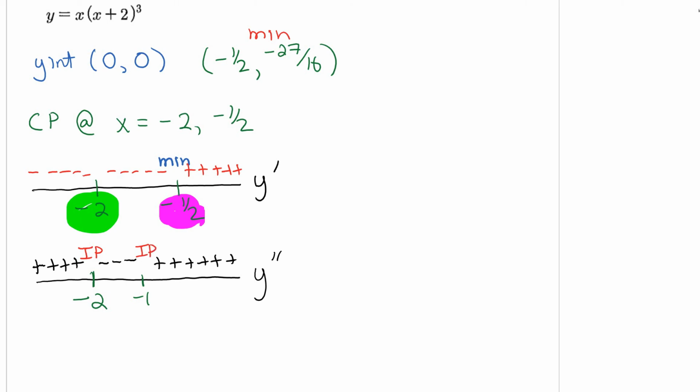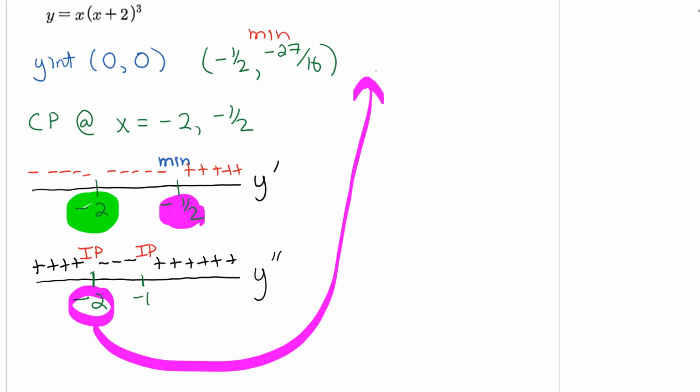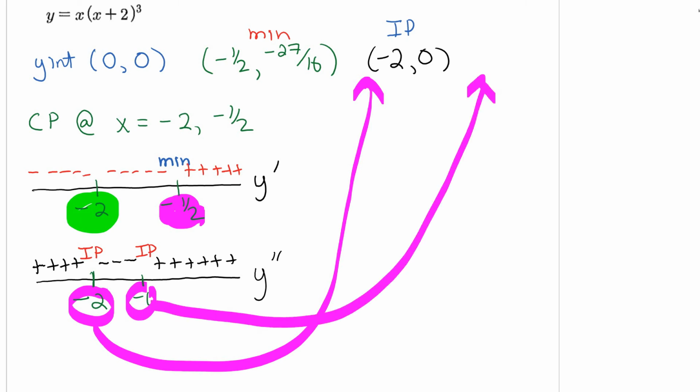And since I changed concavity, there's an inflection point at x equals -2 and an inflection point at x equals -1. And once again, you want to take these values, plug them back into your original, and if you do that, I should get (-2, 0). All right, so this is going to be an inflection point, and then I'm going to take -1, plug that in over here, back into the original. So when x equals -1, the corresponding y value will be -1, and this is also an inflection point.